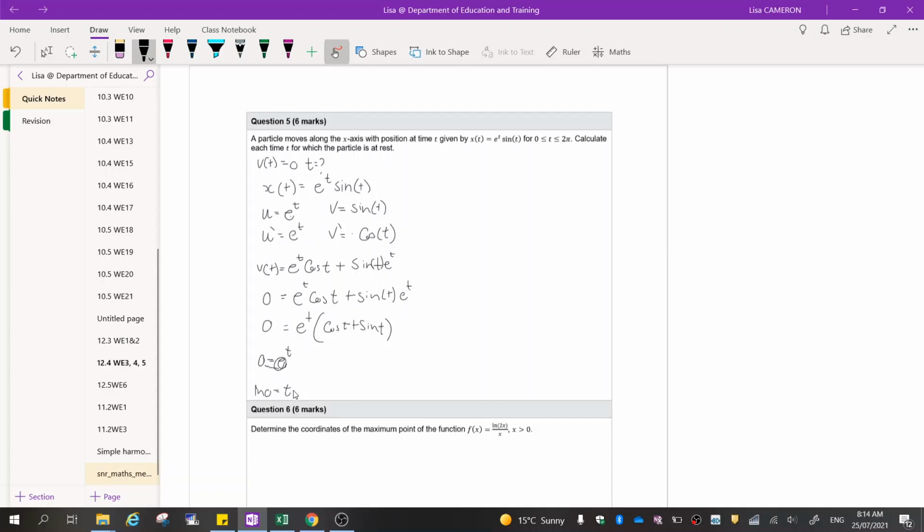Oh, I can't write with this little pad. Pretend that looks neat.